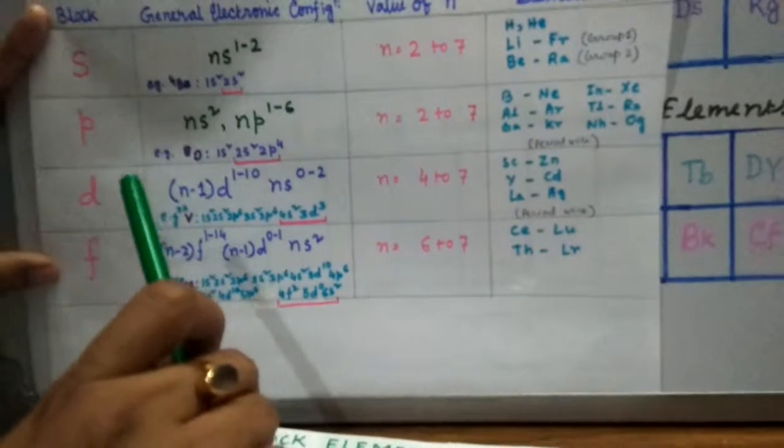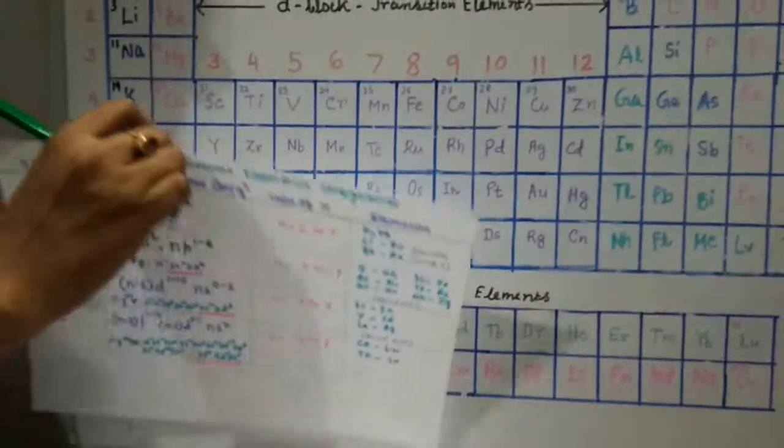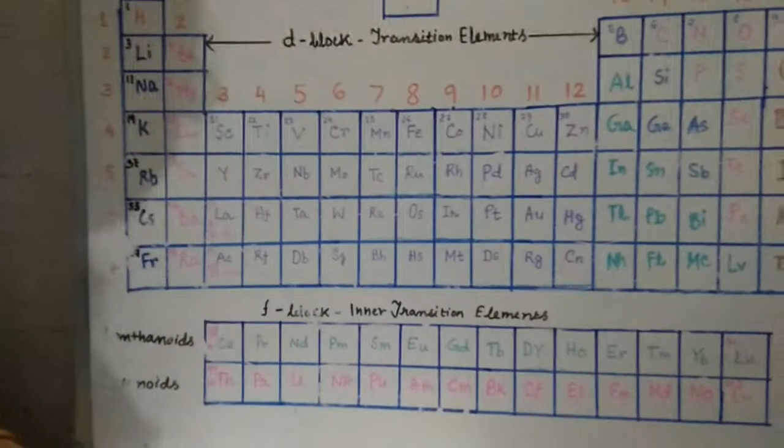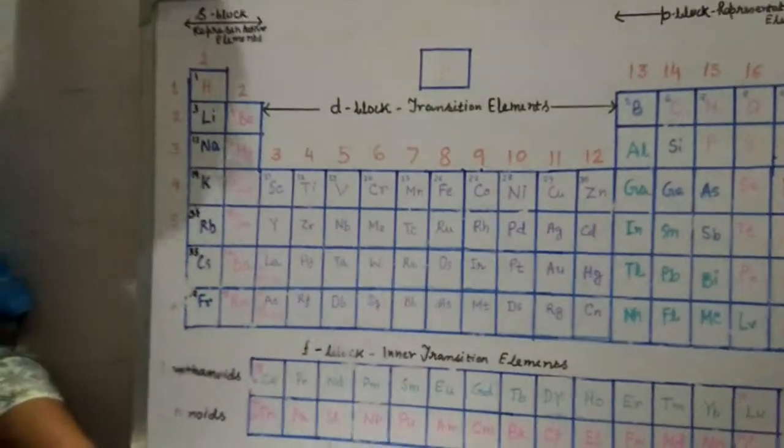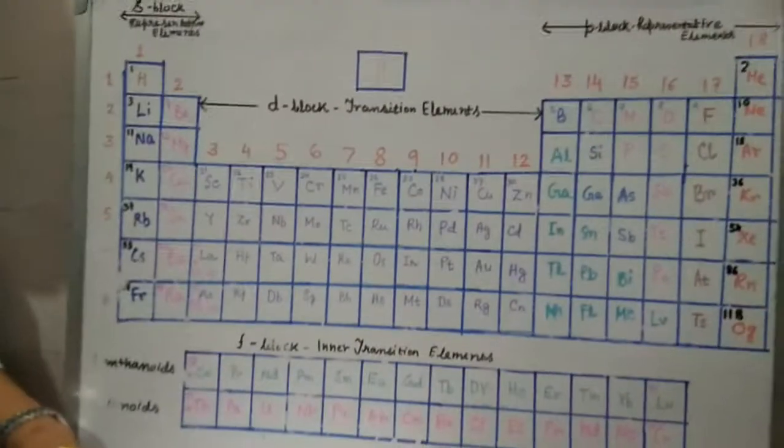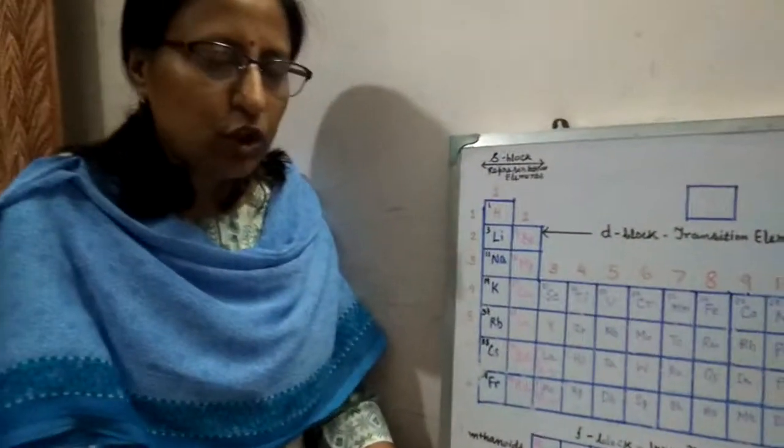So this is all for today. You have learned how we can make the total modern periodic table based on the electronic configuration of the elements. So learn it very well, and I hope you will be able to answer the questions regarding this part.